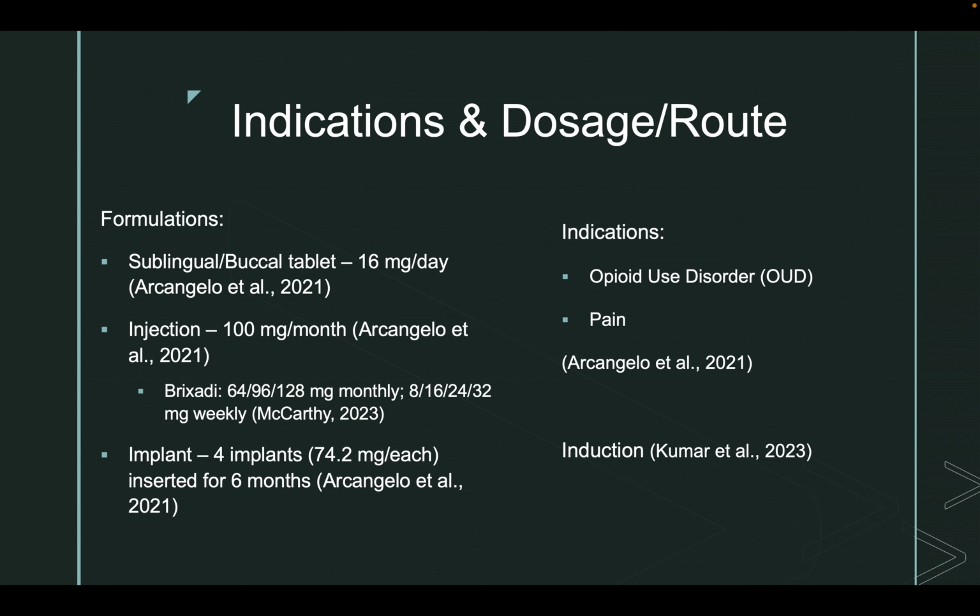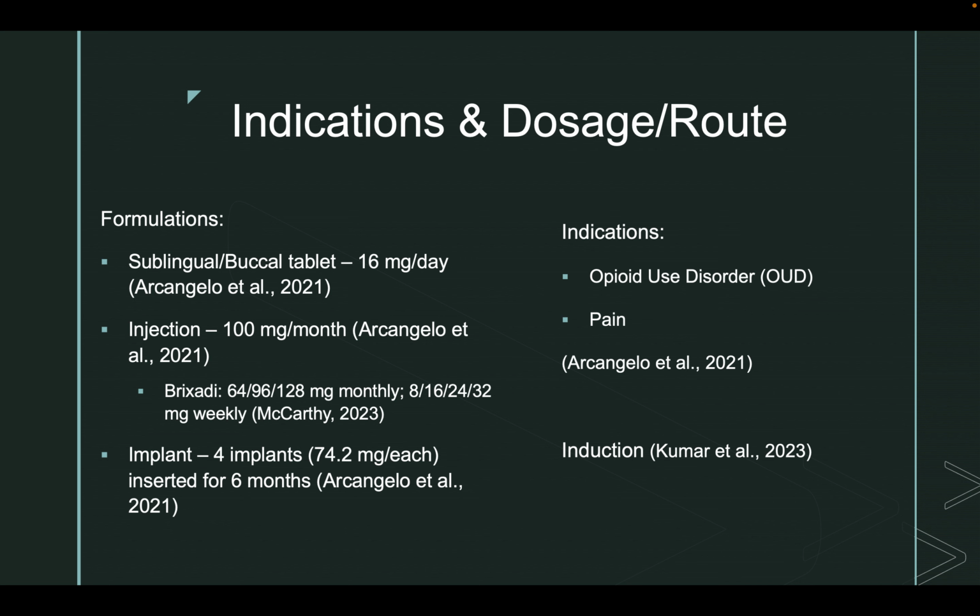Sublingual and buccal tablets are the most common route of buprenorphine, and these are commonly 16 milligrams per day, but they're split into 2 to 3 doses because the effect typically lasts 6 to 8 hours. Now, the max daily dose of a sublingual or buccal tablet or film is 32 milligrams per day. Injections, which here I'm referring to sub-Q injections, the monthly dose is 100 milligrams with a max dose of 300.